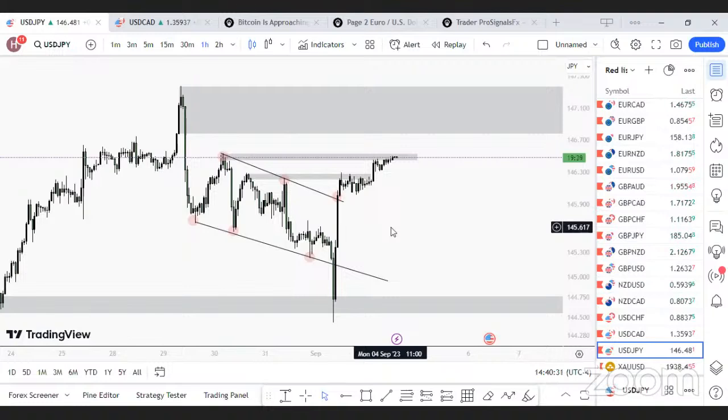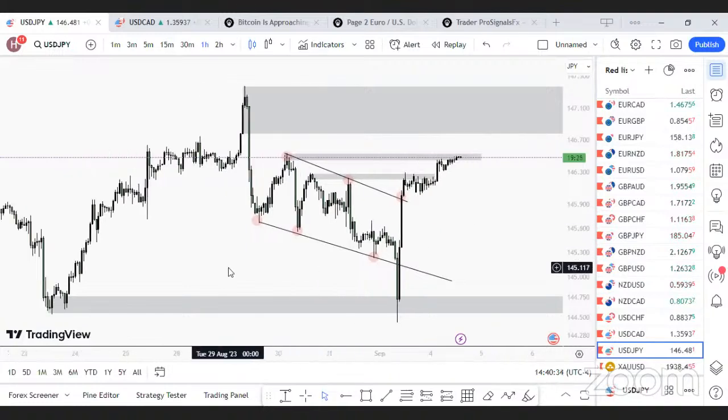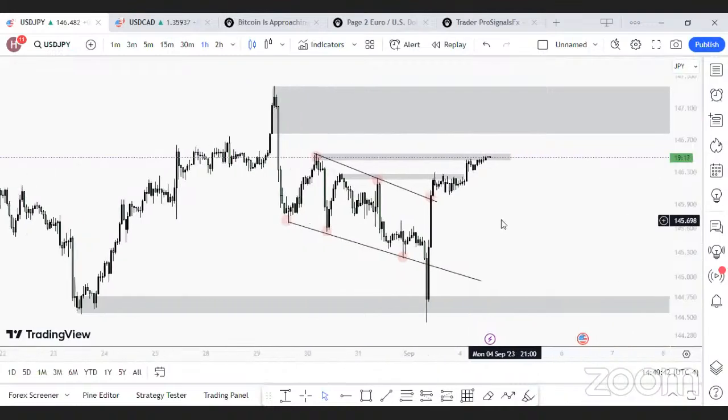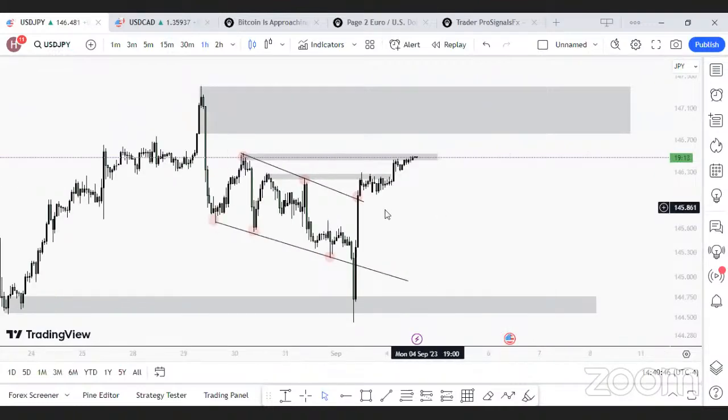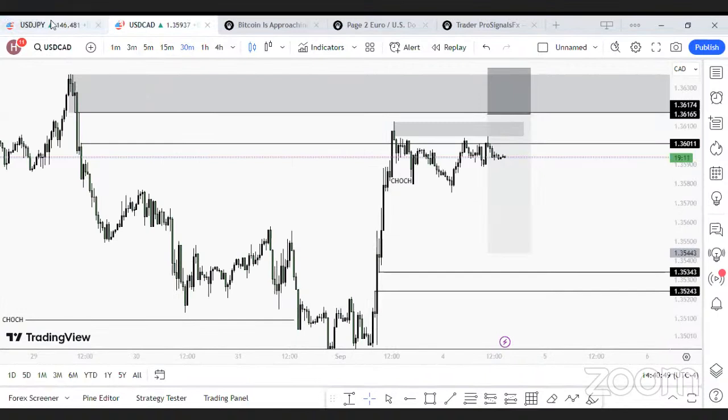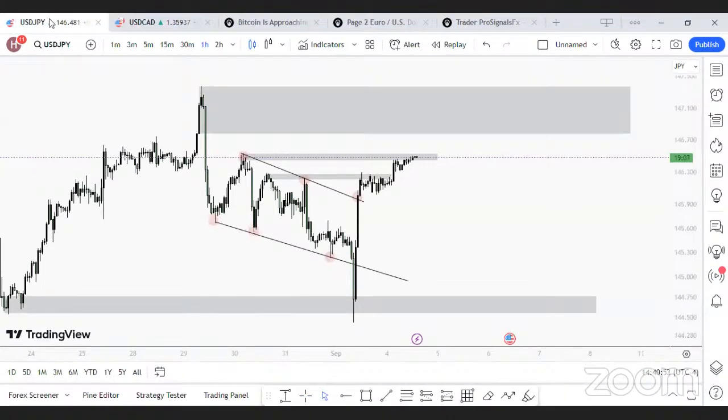So please make sure you are jotting everything down. In fact, you can take screenshots, save them, and just emulate everything that I'm doing here. Now let's move on.